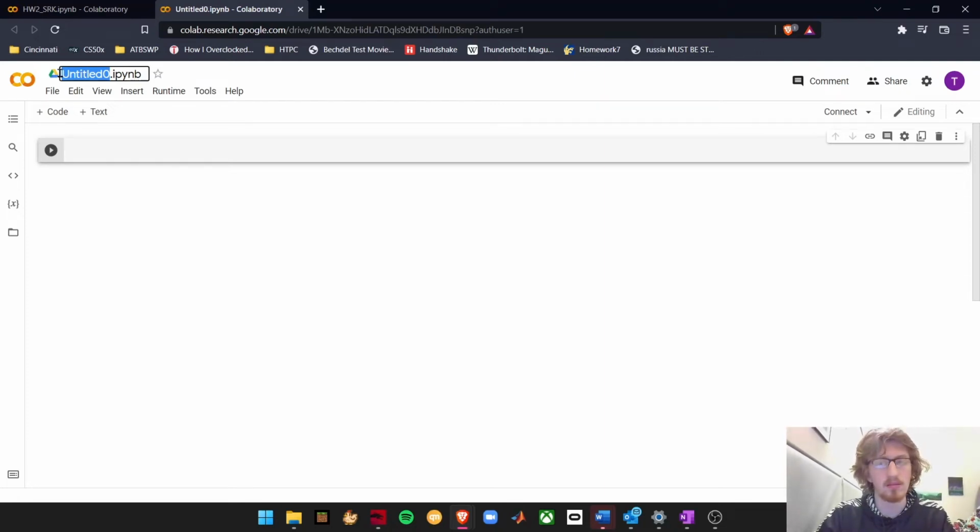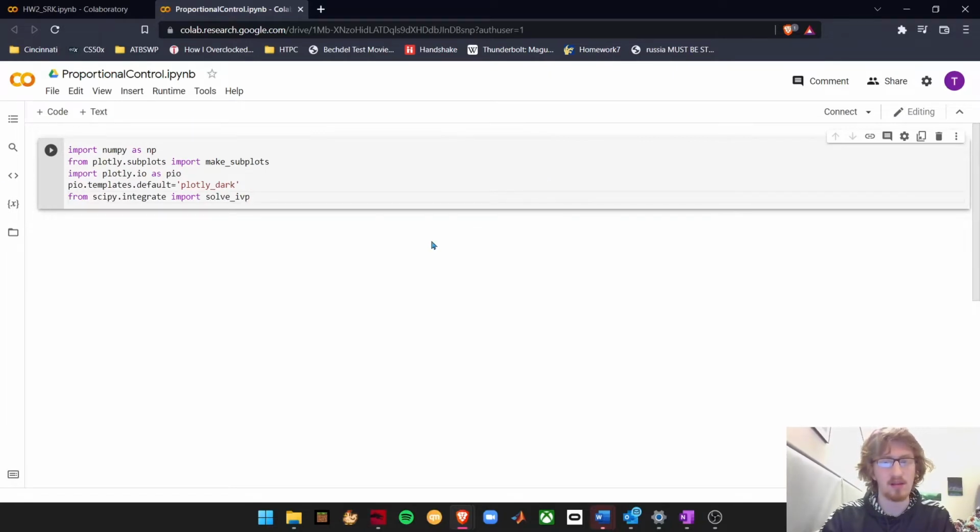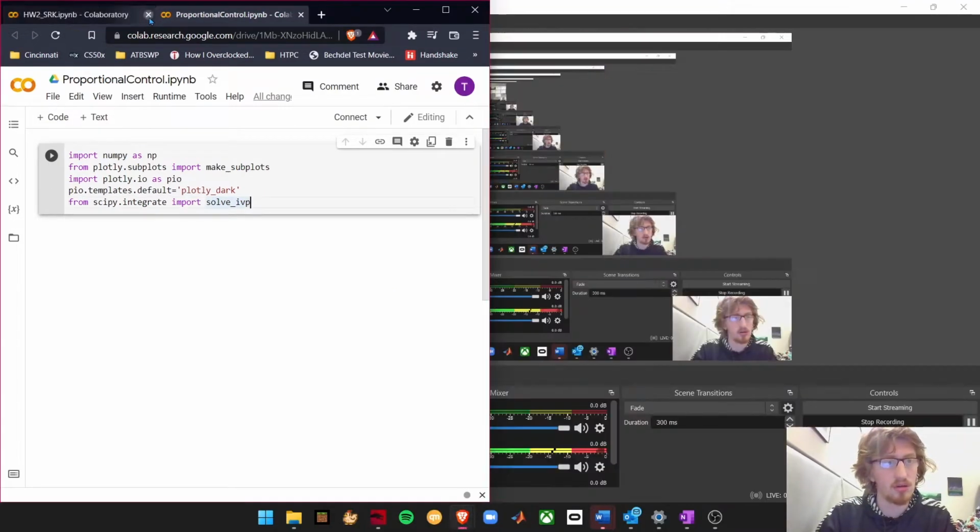So now we're ready to go ahead and get started coding, and we'll call this just proportional control. Coming up with names is the hardest part of this, honestly, along with drawing alphas. So I'm just going to paste in our regular imports here to save some time. The most important thing to note here is this solve_ivp. What it's going to be used for is in conjunction with our differential equation.